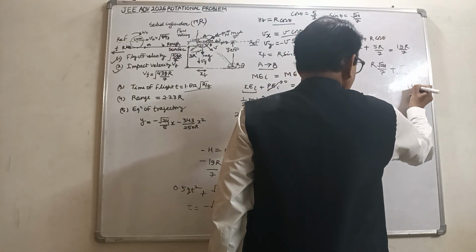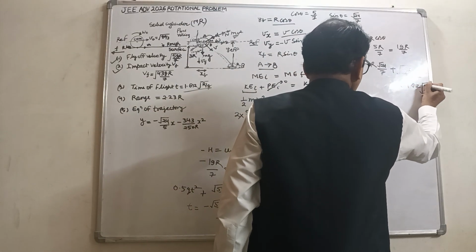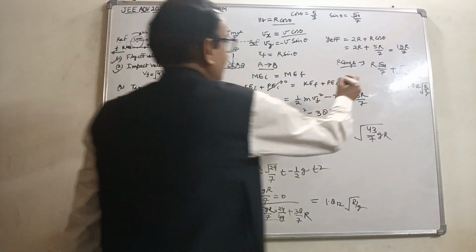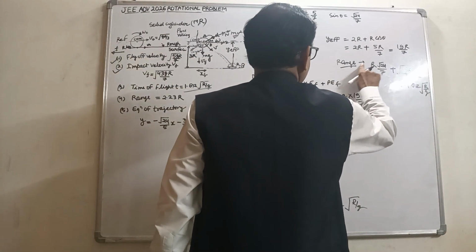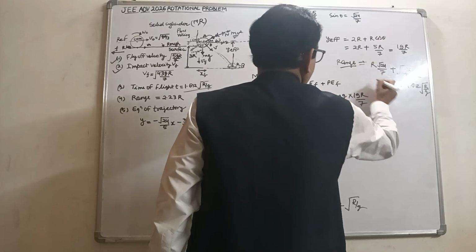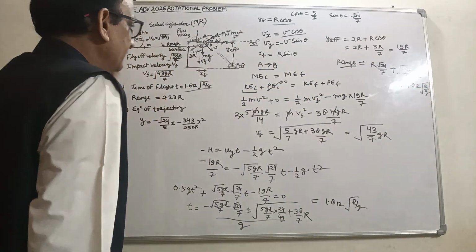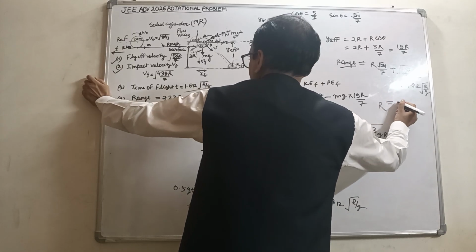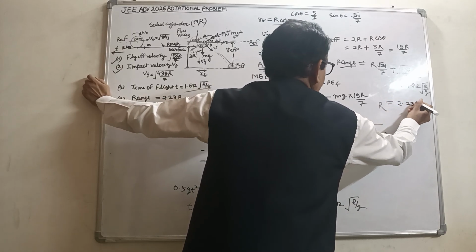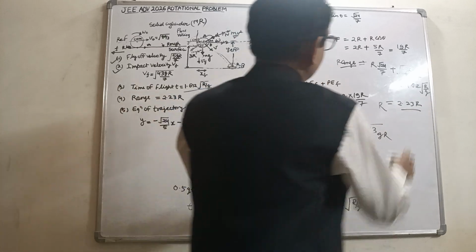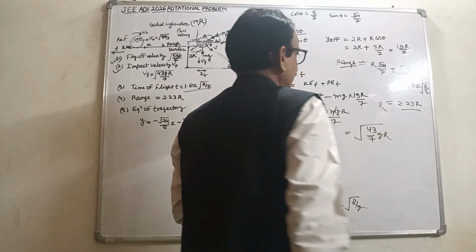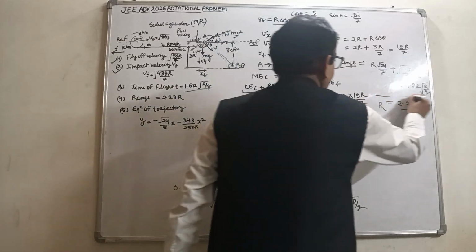The time is 1.812 under root r by g. This is the range. On solving this, we get the range, which will be equal to 2.23 r. Here g and g cancel out, so the term r is remaining. So this is the range.